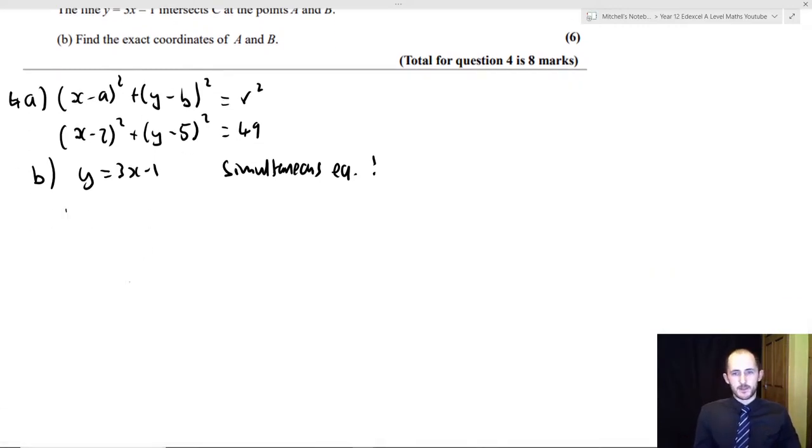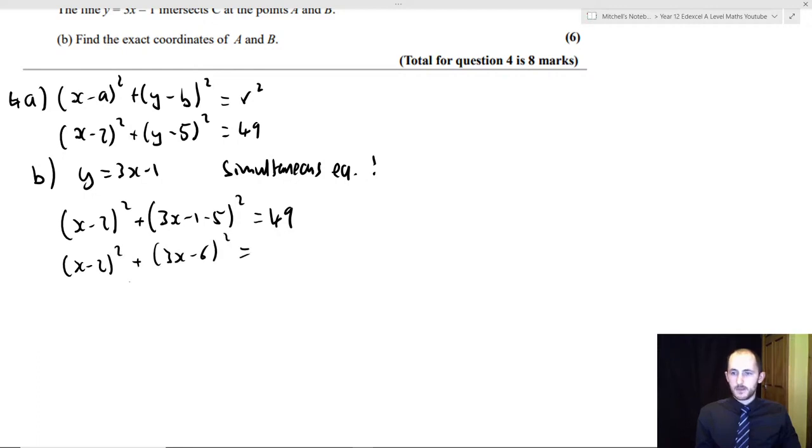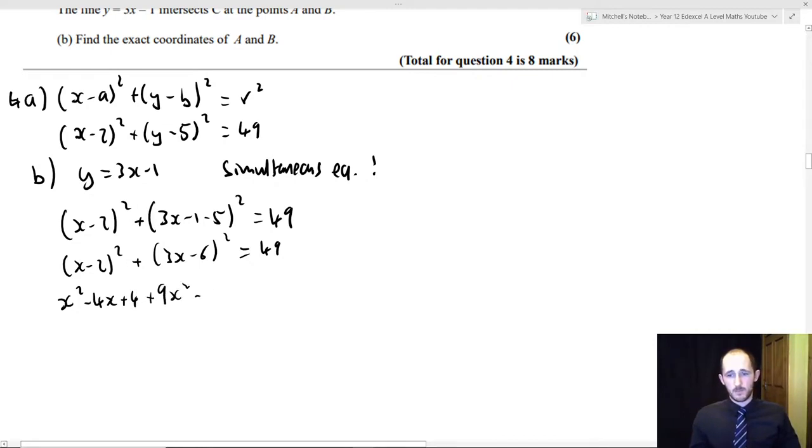So let's go ahead. So we have x minus 2 squared plus, then we have 3x minus 1 minus 5 squared equals 49. Let's simplify that first. Okay, now let's expand these brackets. Again, you can expand them into 2 brackets, or you can just do it by hand. x squared minus 4x plus 4, and plus 9x squared minus 36x plus, yeah, so it'd be minus 18, minus 18. So yeah, good.